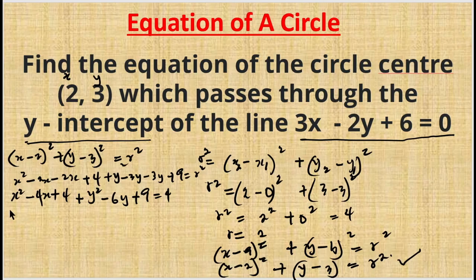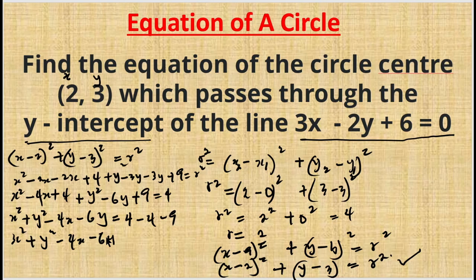Let's rearrange so that I'll have x squared plus y squared minus 4x minus 6y. Since I have plus 4 here and plus 4 here, that automatically becomes 0. Or if you want to do it this way, this becomes equals 4 minus 4 minus 9. So that this is x squared plus y squared minus 4x minus 6y equals minus 9. Now this is the equation of this circle.